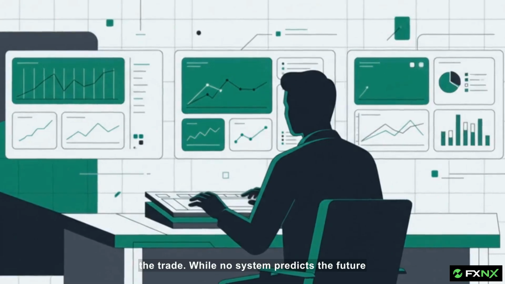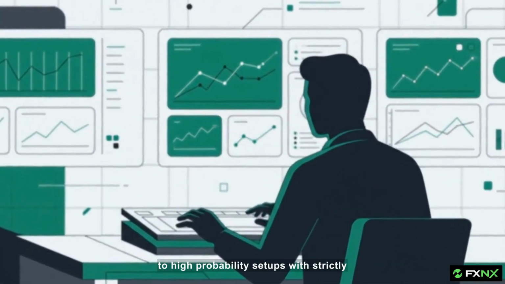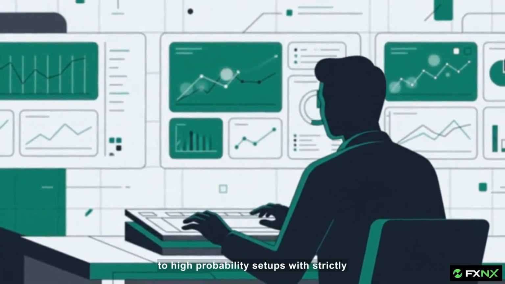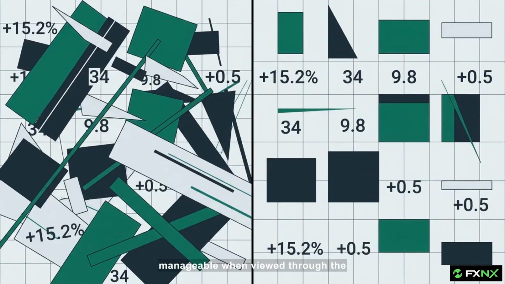While no system predicts the future with certainty, this framework ensures you only commit capital to high-probability setups with strictly defined mathematical risk. The global forex market becomes manageable when viewed through the combined lens of wave structures, strict validation rules, and precise Fibonacci targets.